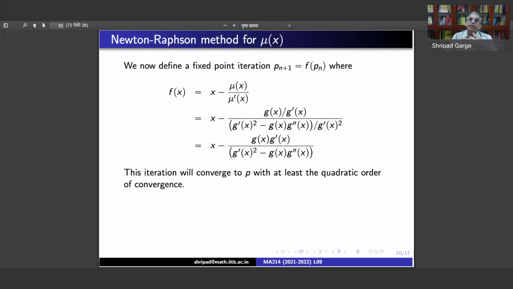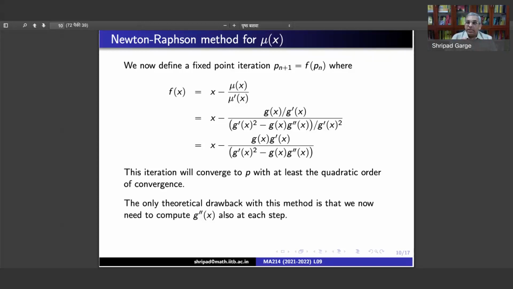However, whenever we are trying to look for something better, whenever we are trying to do better even in situations which don't look good, like the situation where x equal to p had a higher multiplicity of 0, then there are also some problems. So there are two drawbacks with this method. The theoretical drawback is that you have to do more computations, because you now need to compute g'' also. In addition to computing g and g', we have to also compute g''. So I leave it to you as homework to see what the secant method will do to the function mu.